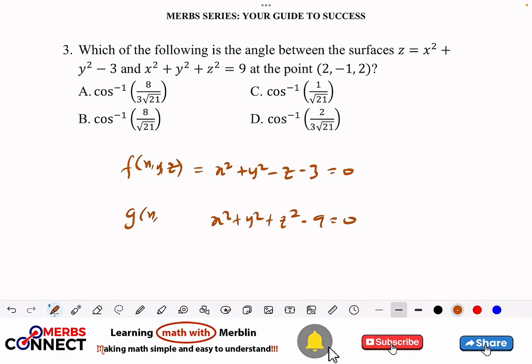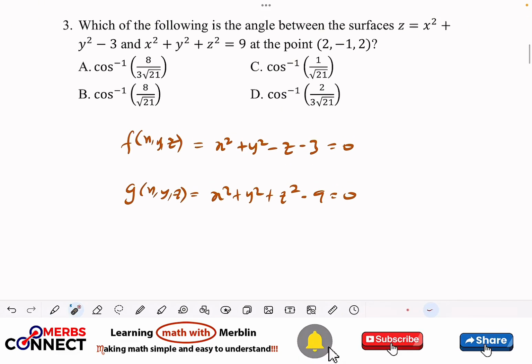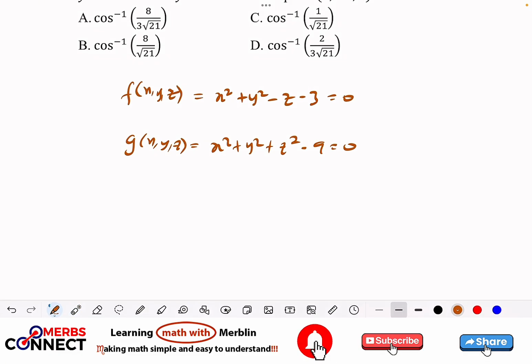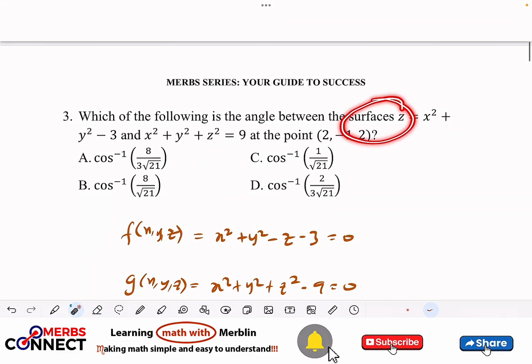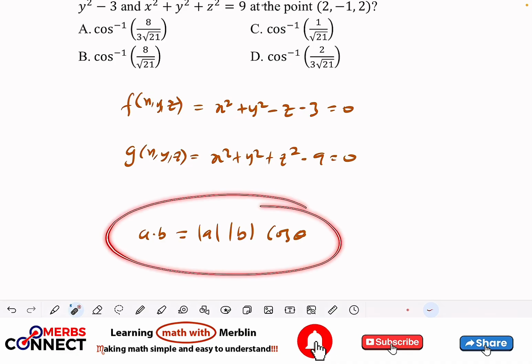And let me name this one gen of xyz. So now what I just need to do is find the angle between the surfaces. If I'm using the dot product, then a dot b is equal to the magnitude of a, magnitude of b, cos of theta. But here we are talking about surfaces, so we need to find the grad before we can talk about what we have here.